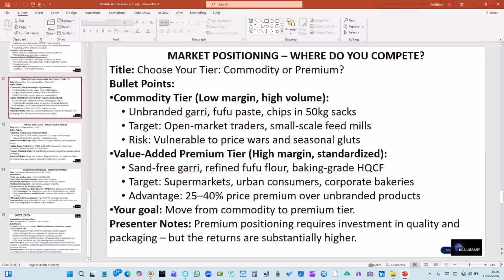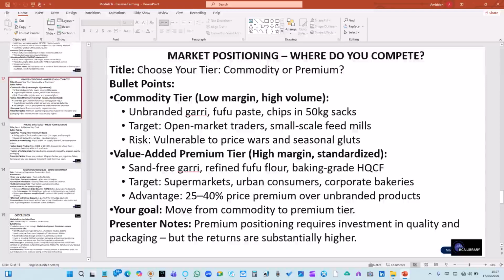Having known that, let us look at market position. Where do you compete? Choose your tier, commodity or premium. For the commodity tier, which entails low margin and high volume, it includes unbranded garri, fufu, paste, and chips in 50 kg sacks. Your target should be open market traders and small scale food vendors. Then the risk is vulnerability to price wars and seasonal glut.